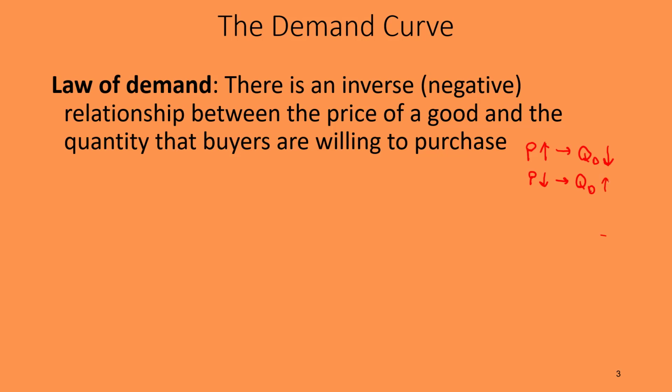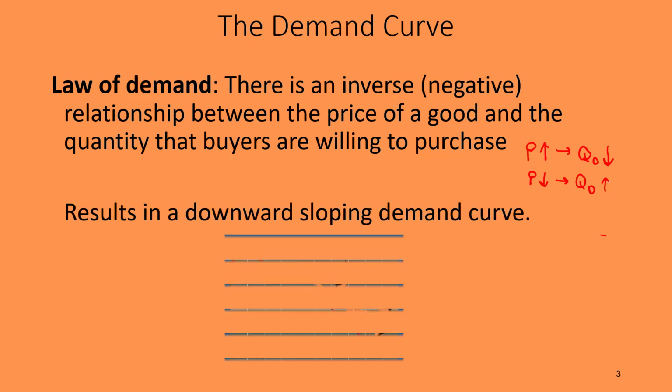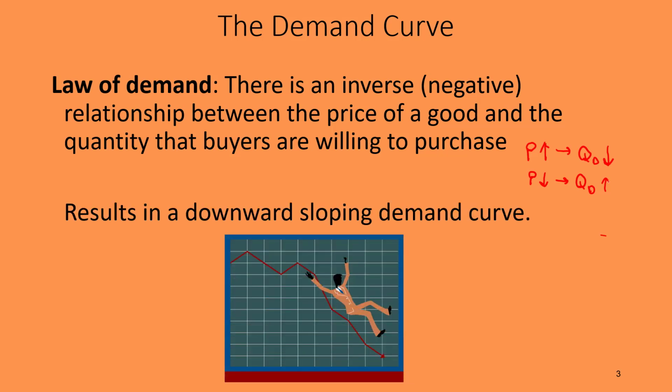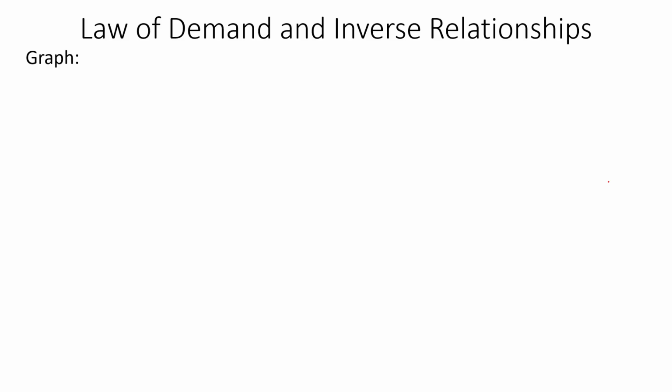So when we talk about an inverse or negative relationship, we just mean that when one goes up, the other goes down, and when one goes down, the other goes up. We tend to buy less at higher prices. We tend to want to buy more at lower prices. Any inverse or negative relationship results in a downward sloping curve. So again, anything where when one goes up, the other goes down is going to result in a downward sloping curve. With that in mind, let's give a quick example of how inverse relationships work and then how it applies to the law of demand.